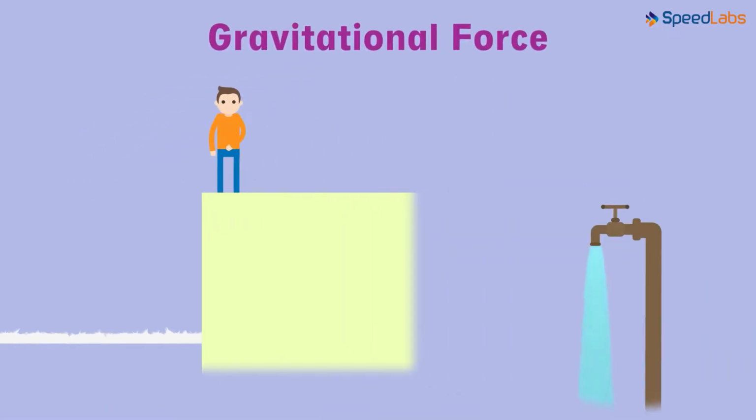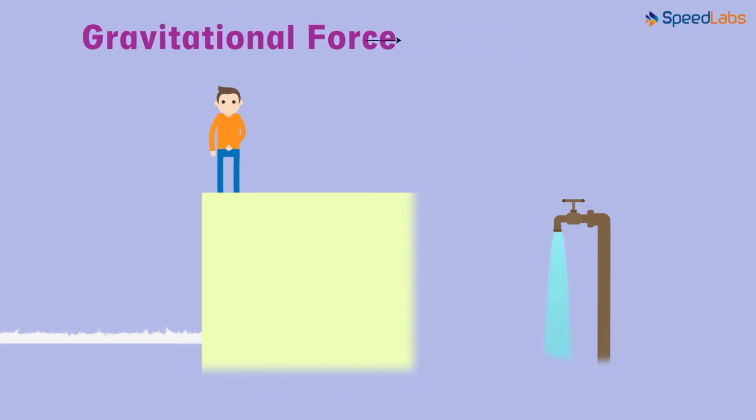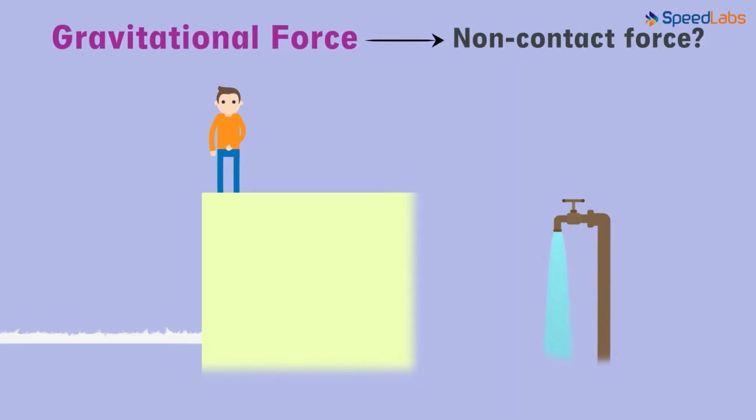When you open a tap, water begins to flow downwards. This is because of the gravitational pull of the earth on water. Now, I want you to tell me, is gravitational force a non-contact force? Yes, it is. We can clearly see from our examples, the contact is not required between the earth and the other object to attract each other. We say that the gravitational force is a non-contact force.